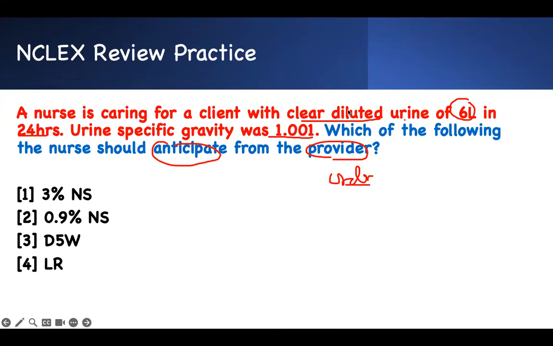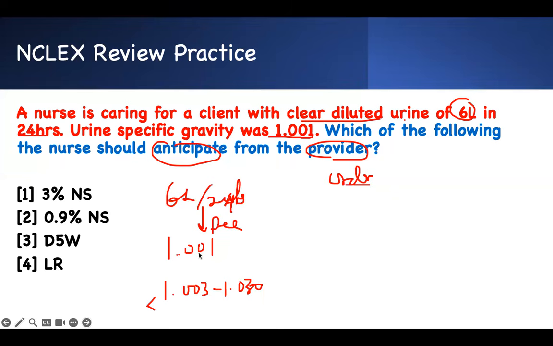I have a patient who had a lot of urine, 6 liters in 24 hours, which is not normal. What do you think? You're just pouring water. The patient is losing free water. What disease process makes you pour water just like that? Look at the specific gravity, 1.001. This is way low. This is the normal specific gravity. This is way low. It's down here. That means a diluted urine, the kidney is just pushing out water.